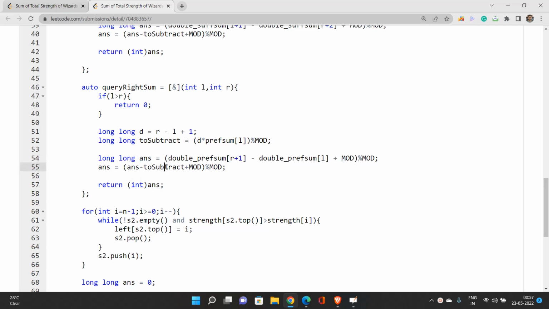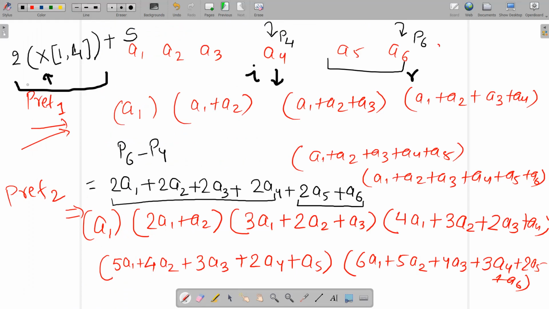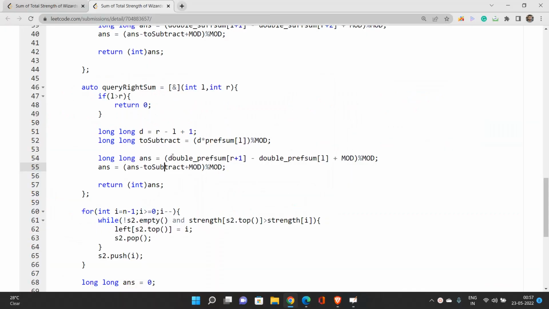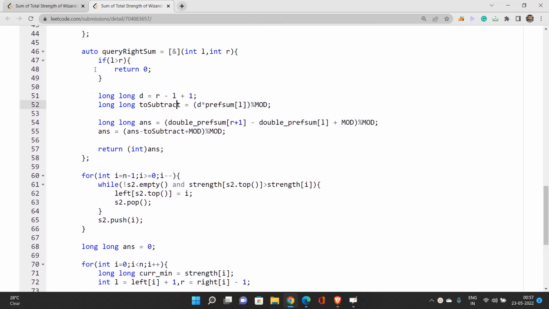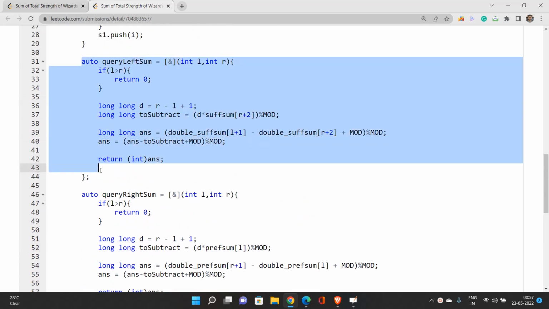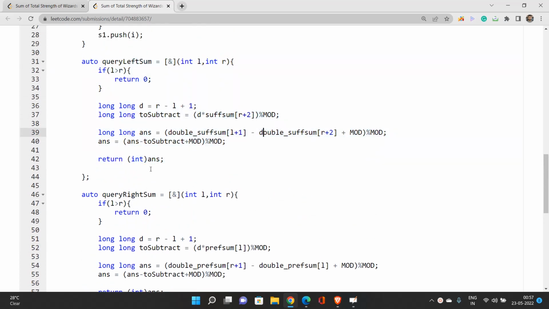Okay, so this is not our answer. We need to subtract this one also, because our required answer is this sum plus S, this one. So we need to subtract also. To subtract is the variable that is storing the value that we need to subtract. I will subtract that value and return the sum, that is the required sum for the right part. Similarly, you can do this for the left part considering suffix sum.